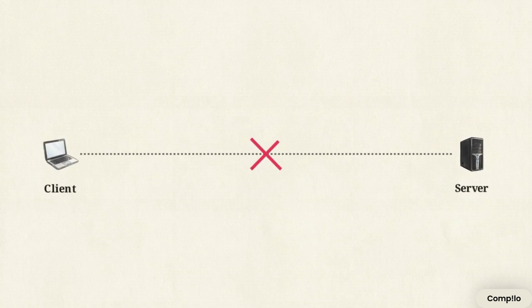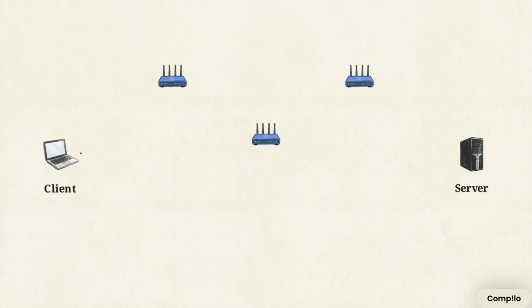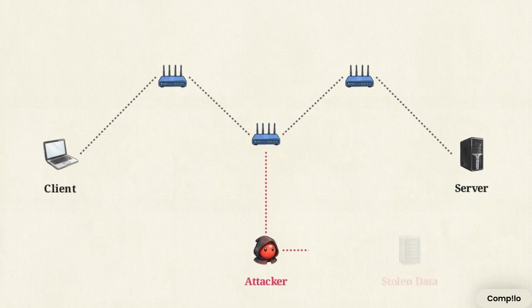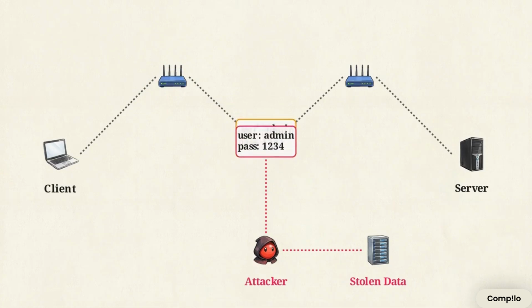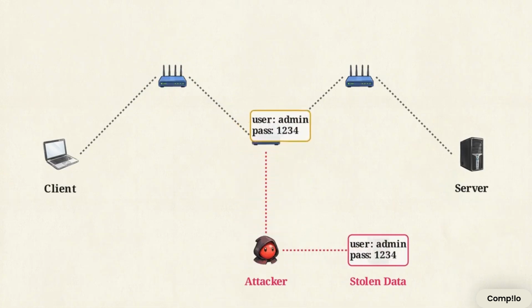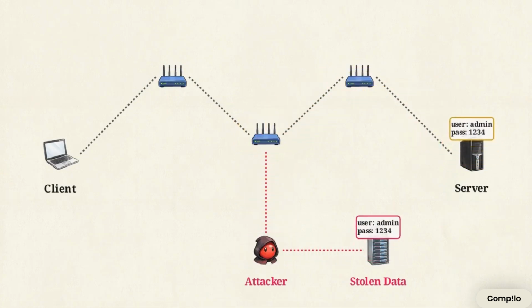Data does not travel directly from your computer to the server. It hops through multiple intermediate routers and infrastructure points. At any of these points, a malicious actor can perform a man-in-the-middle attack. They intercept the data as it passes through and read the plain text without the client or server ever knowing the connection was compromised.